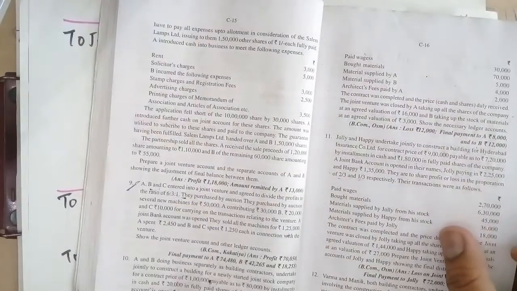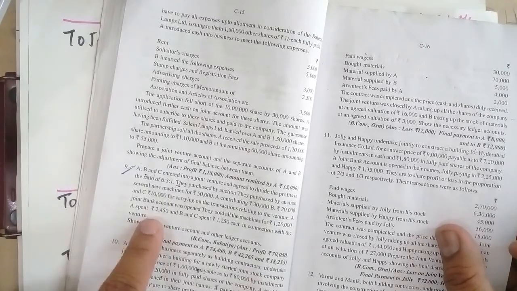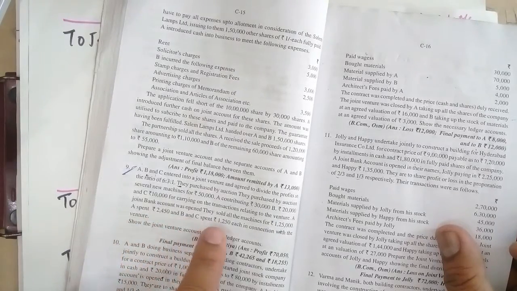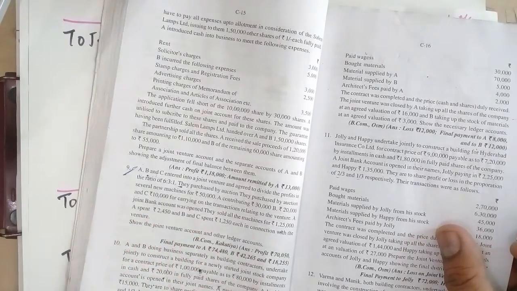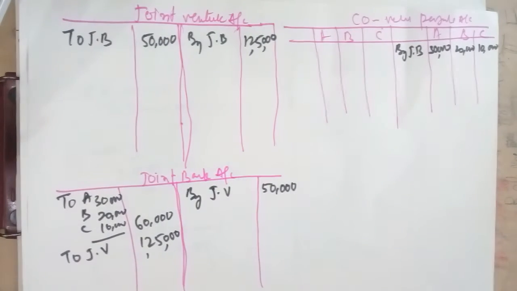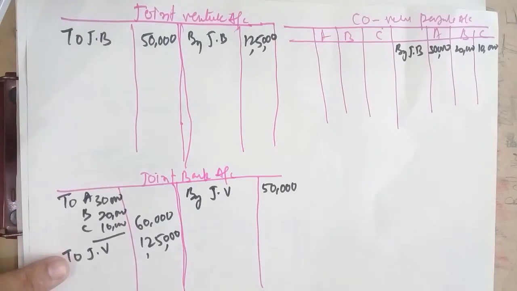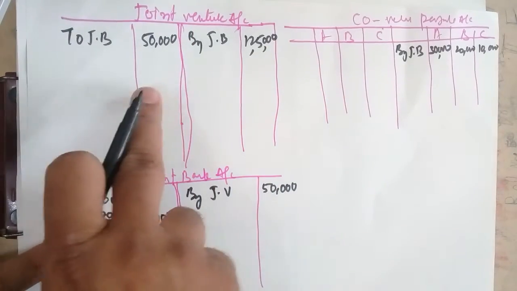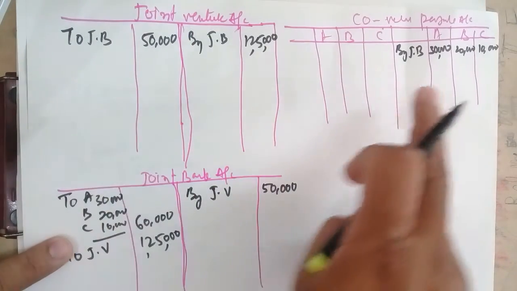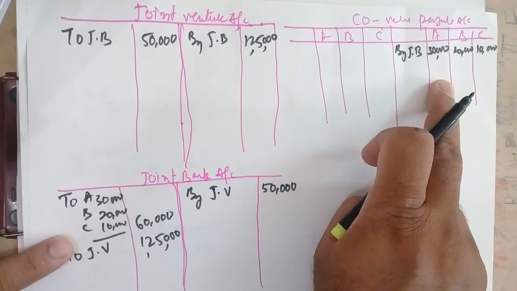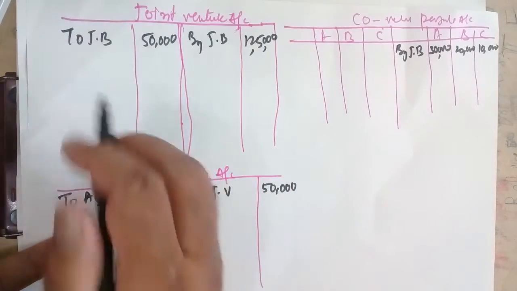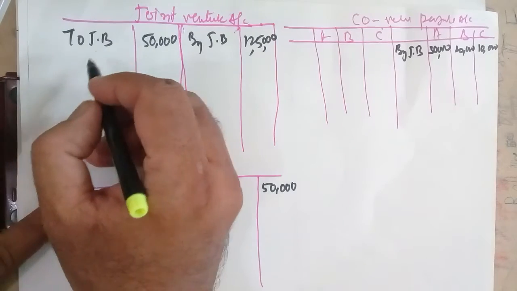He says that A spent 2,450 and B and C spent 1,250 each. So here bear in mind, we are not making the payment from the joint bank account. It is the expenditure incurred by the co-venturers. They are incurring this expenditure from their personal accounts. As this is an expenditure for the joint venture, it should be debited to joint venture and credited to their personal account. So the entry would be joint venture account debit to co-venturers personal account.